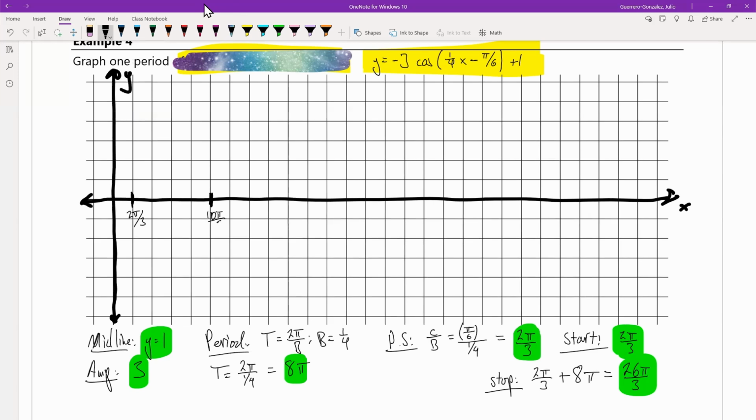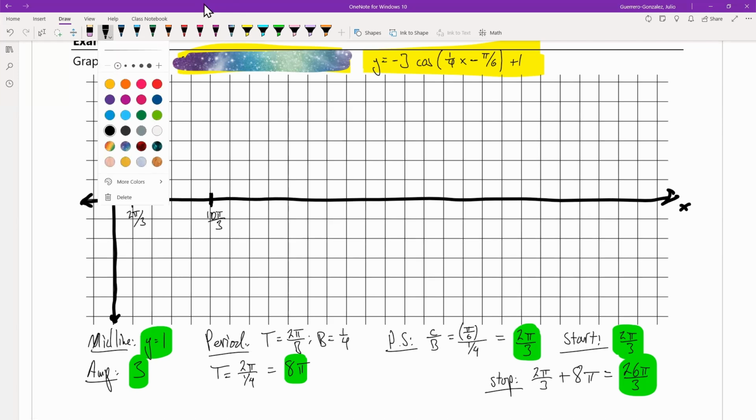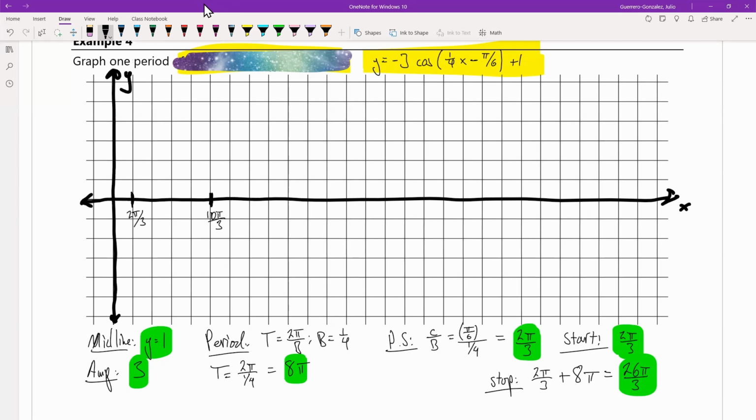10 pi over 3 is going to be there. 12, 14, 16, 18, 20, 22, 24, 26, 28, 30. 20 pi. Let me thin that out a little more. Actually, let me keep going. This is 30, 32, 34, 36, 38, 40, 42, 44, 46, 48, 50.